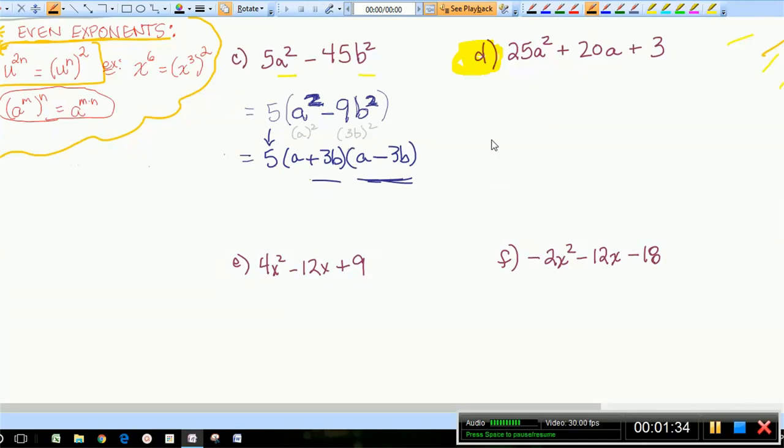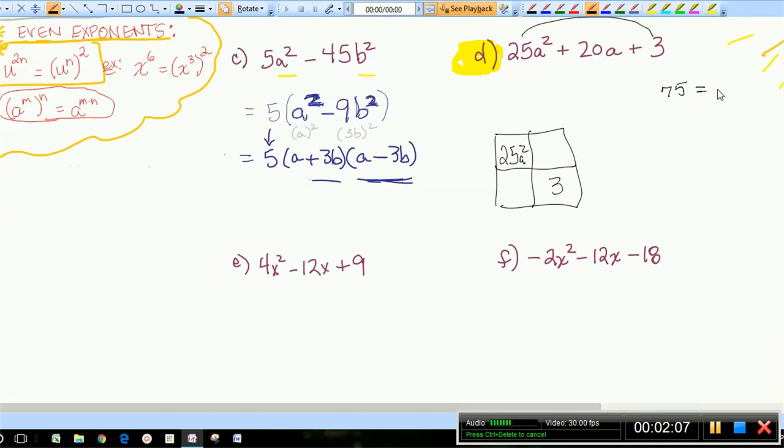Okay, so let's do the box method. Let's make our box here. In the top left, we'll have 25a squared. Bottom right, we've got 3. Now, a times c, of course, is 75, right? 25 times 3. And so we want factors of 75. And the signs are going to be the same, and they're both going to be addition, right? So that's a good one. We're all plus here. So we want them to add up to 20.